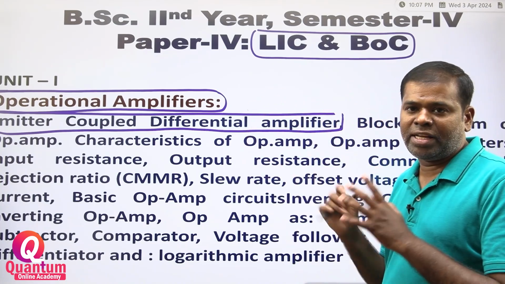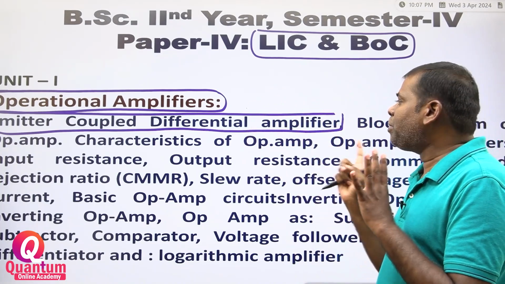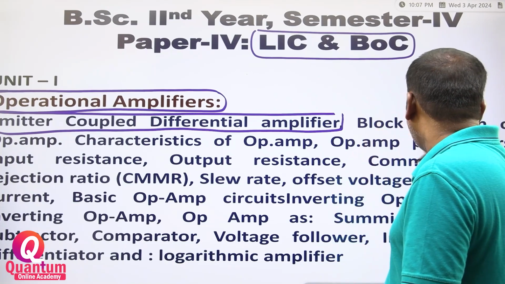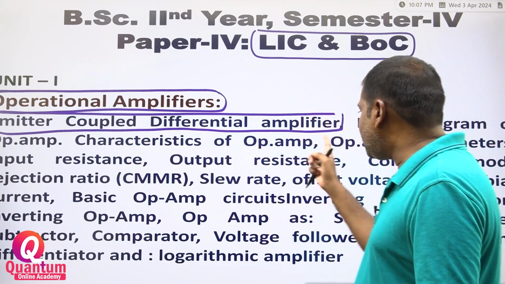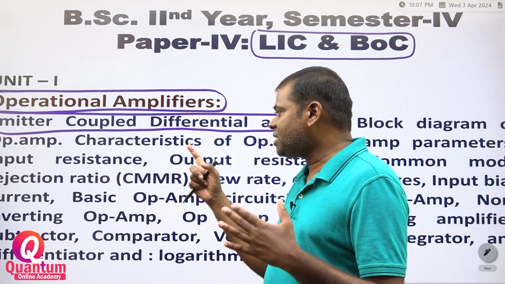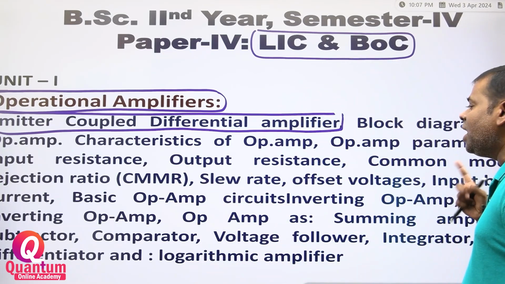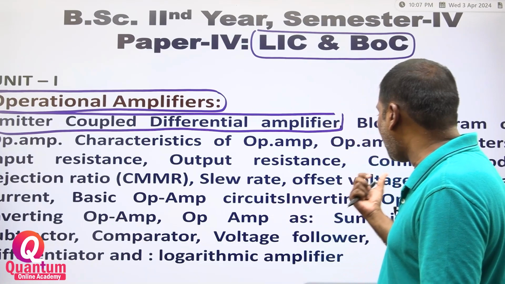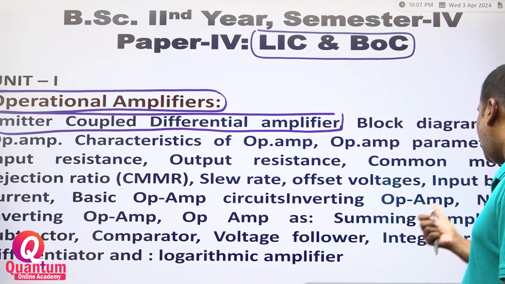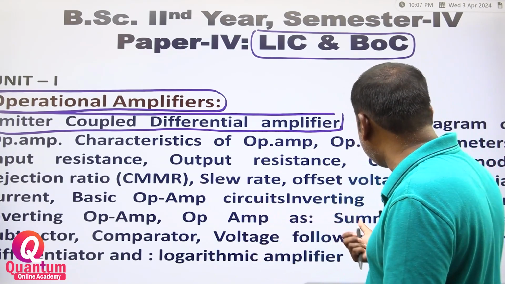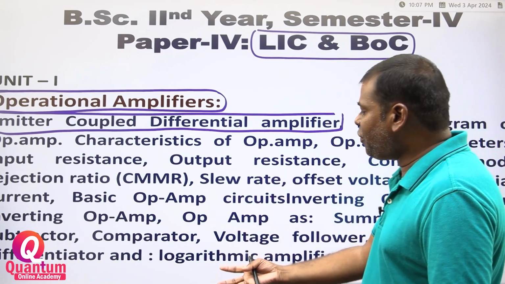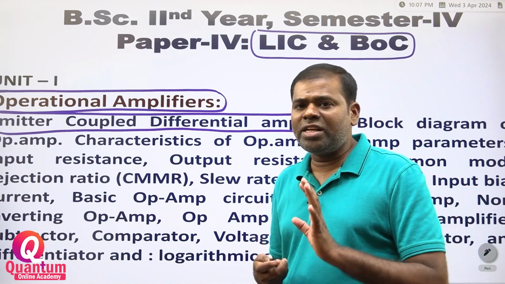According to your syllabus, this one is there. First one is the emitter coupled differential amplifier. Block diagram of op-amp, characteristics of op-amp, parameters. What are those parameters? How much input resistance is there? How much output resistance is there? Common mode rejection ratio, slew rate, offset voltages, input bias current, basics of op-amp circuits, inverting op-amp, non-inverting op-amp, as a summing amplifier, subtractor, comparator, voltage follower, integrator, differentiator and logarithmic amplifier. All these things are there.